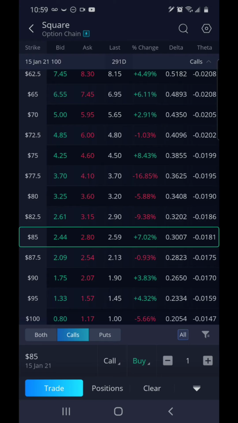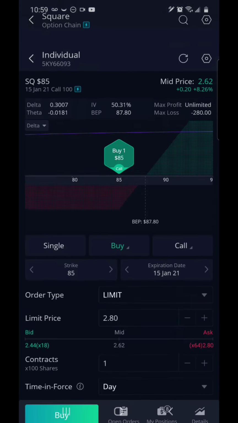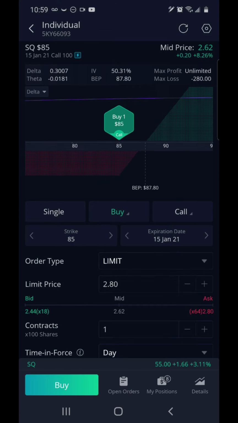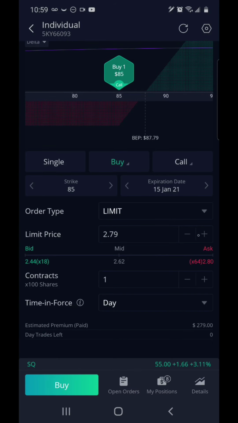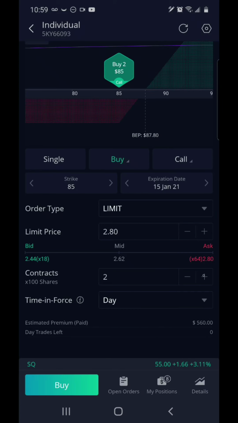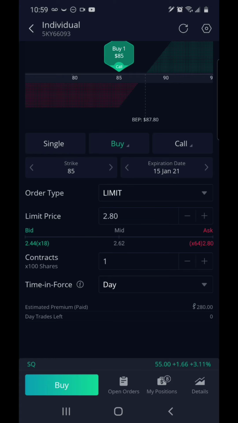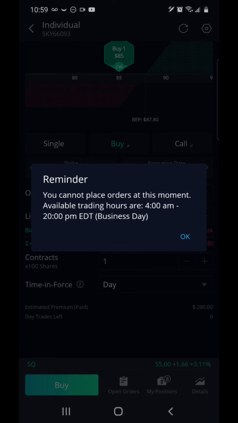And at the bottom, you can click on trade to open up more options. So now here, you can customize the limit price if you choose to. And if you're satisfied with the limit price you selected, you choose how many contracts you want to purchase. Bottom right is going to show you the total that you're going to spend, $280, and you click on buy.